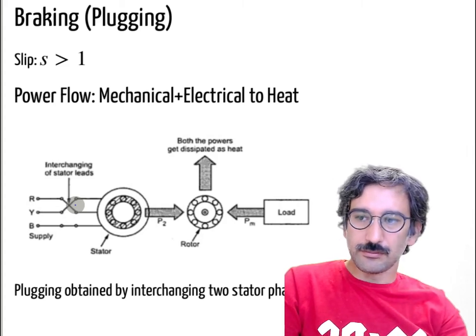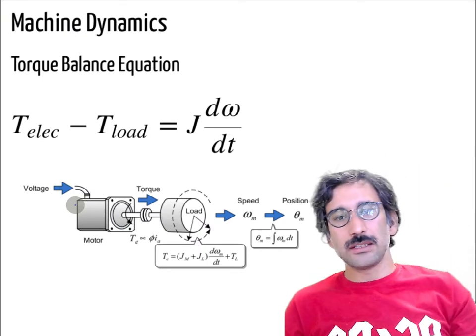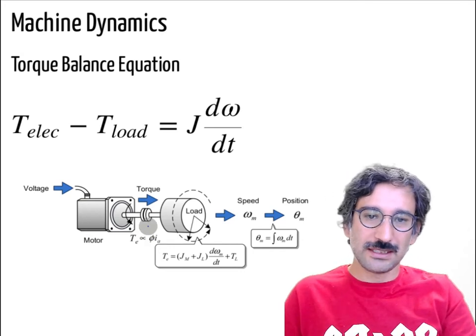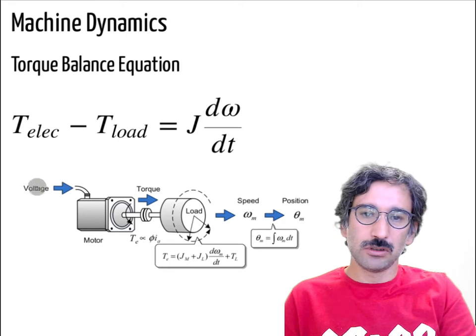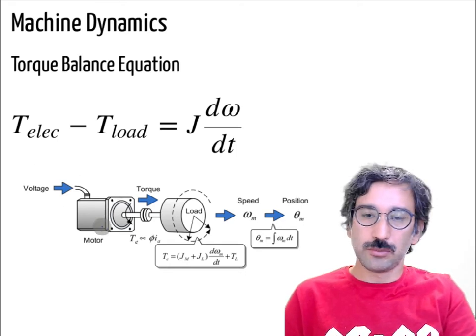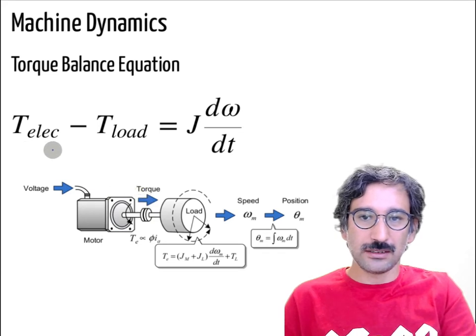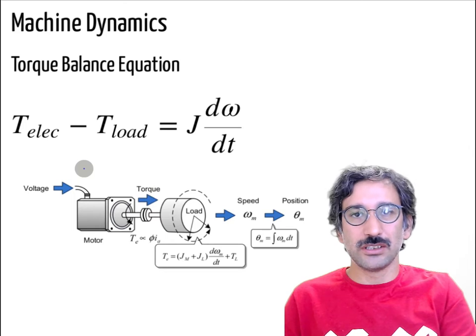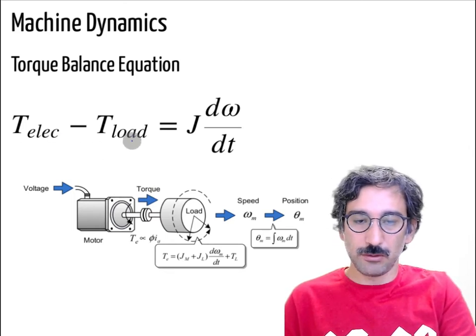Okay, so when we put all these together, at the end of the day, I want to talk about the system level. So we are applying some voltage, and our motor produces some torque. That torque is our electrical torque, and in this equation I didn't show the friction forces, but you can add those things into the load if you wish.